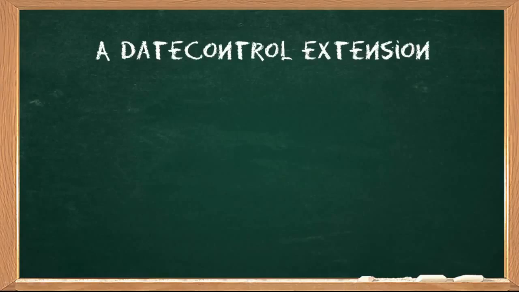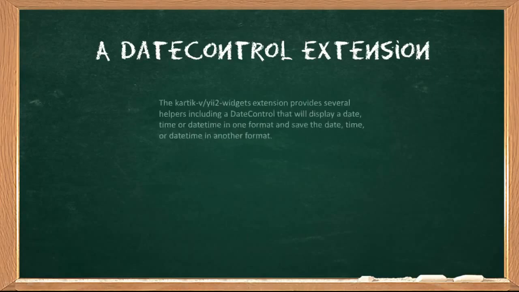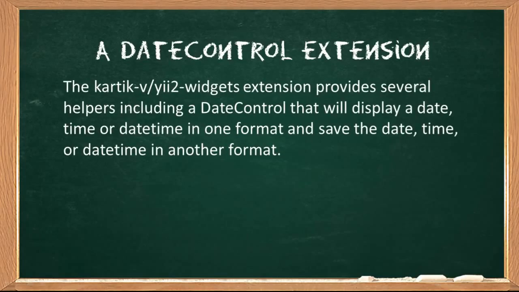A date control extension. The kartik-v yii2-widgets extension provides several helpers, including a date control that will display a date, time, or date time in one format and save the date, time, or date time in another format. And this is quite useful for us since we want to be able to enter a date in a normal type of form like 06/18/2012 and have it save it as a Unix timestamp.